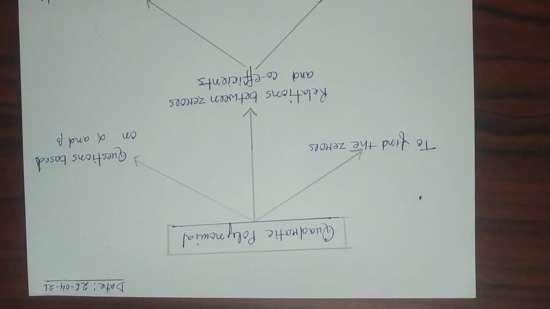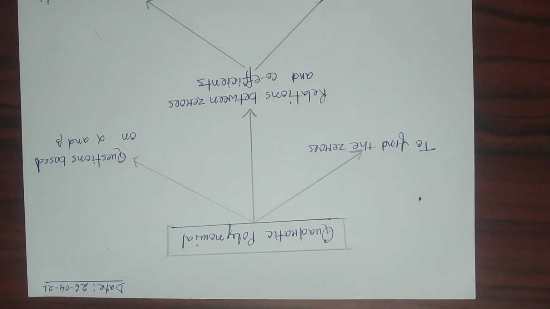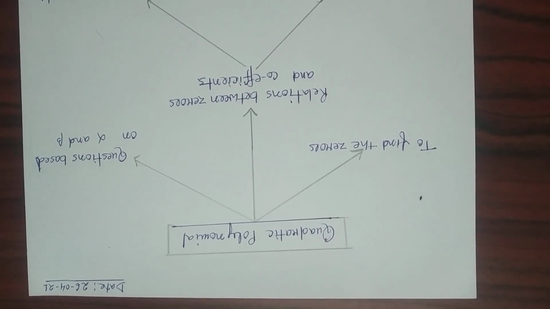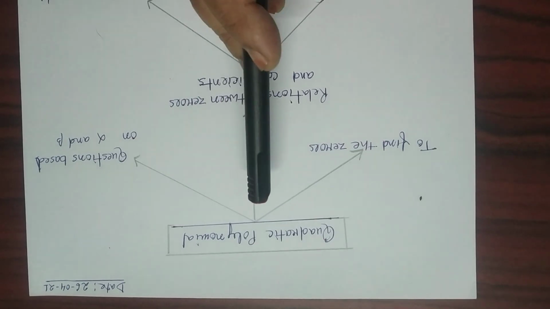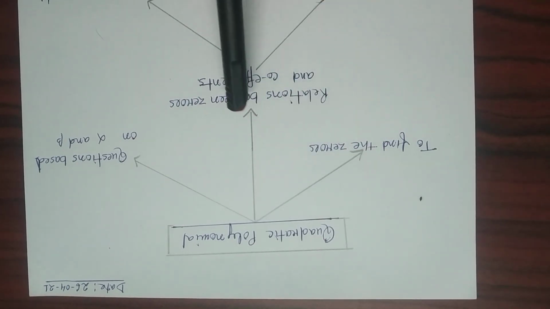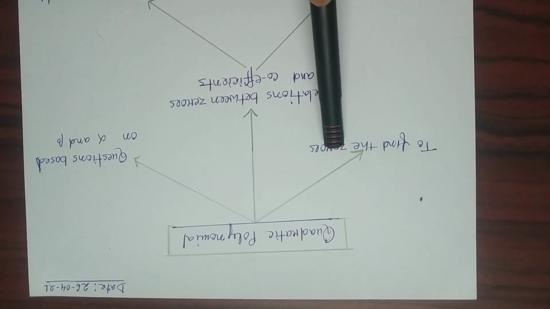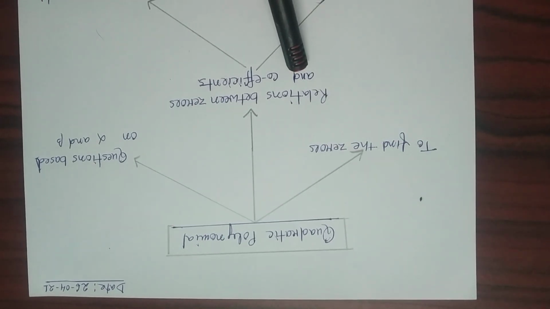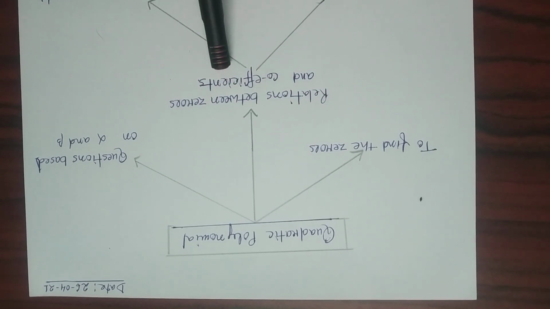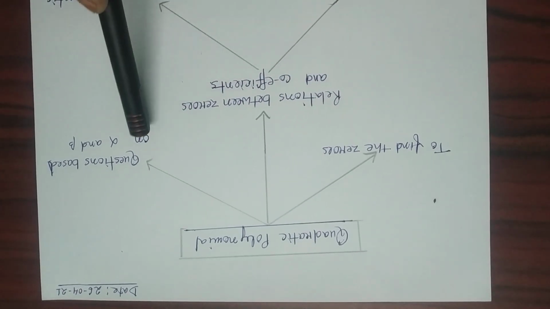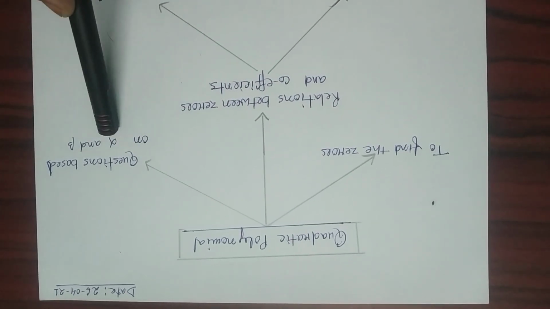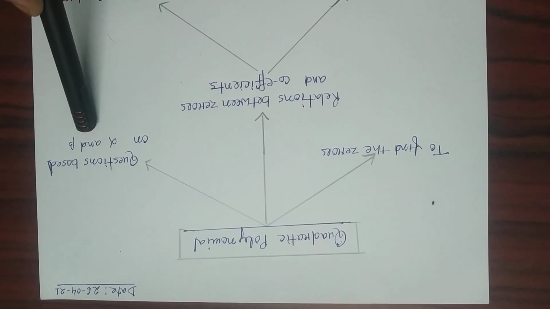Before that, I want to say, in quadratic polynomial, we have three types of question. One type is to find the zeros of a polynomial. Second one, relation between zeros and coefficient type of question. And third one, question based on alpha and beta. Alpha and beta are Greek letters.